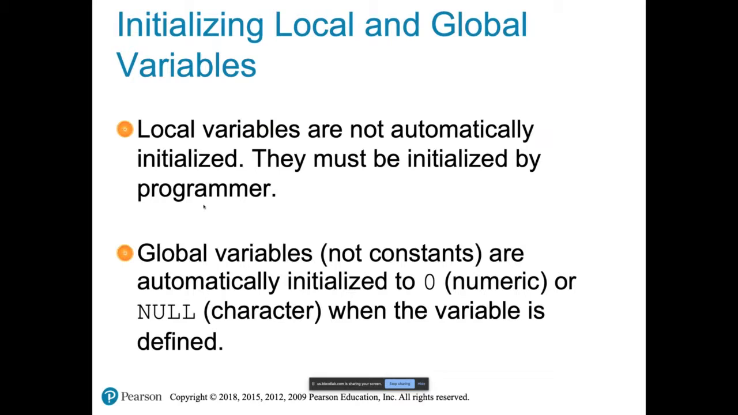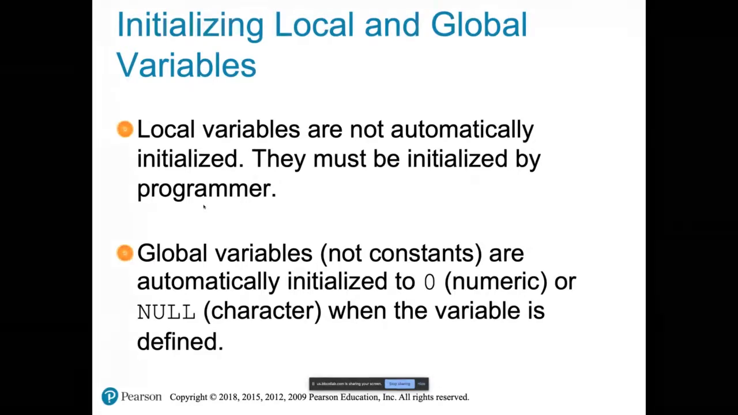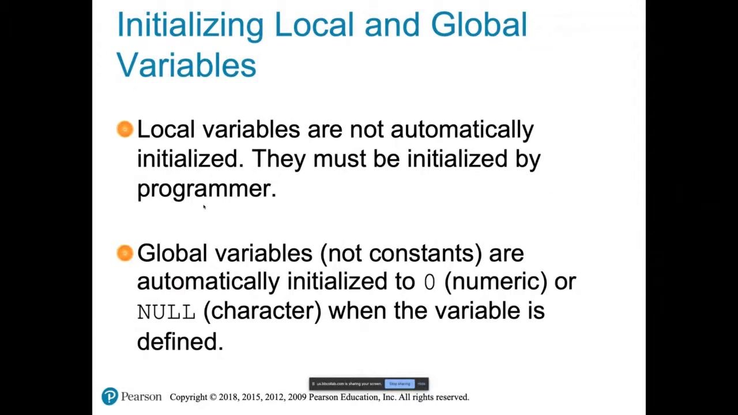Local variables are not automatically initialized. They must be initialized by the programmer. Global variables, not constants, are automatically initialized to 0, or null for characters. But no one's going to write global variables, so we should be safe. But just know that local variables are not initialized. Global variables are.